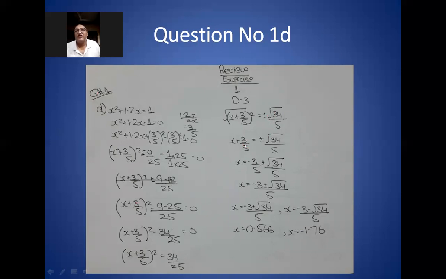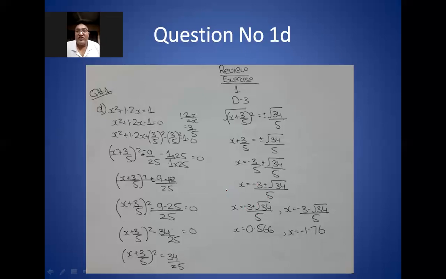So take this fraction to the other side. So x will be equal to minus 3 by 5 plus minus under root 34 by 5. So you can write a single denominator here. So you have minus 3 plus minus under root 34 divided by 5. So now you have two options. One option is minus 3 plus under root 34, equals, divided by 5, equals. That will give you the answer 0.566.